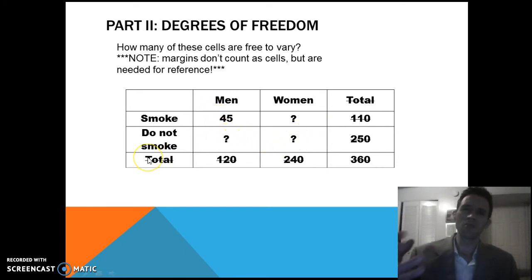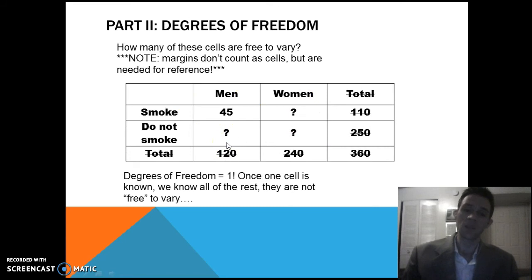It's kind of like, I picture this could be in like the New York Times, some puzzle that you do. So you can go down to one cell. One cell is free to vary. Now if I don't know this, then I don't know anything that's going on in this table other than the marginals. I don't know the specifics in the actual table, these four cells. So that's degrees of freedom.